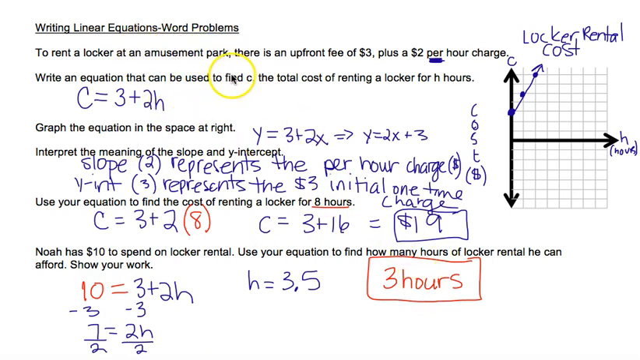Again, big things that are always true with word problems to pay attention to: labels on axes and giving graphs titles, and then making sure you're paying attention when you're given values to make sure you're plugging it in for the right variable.